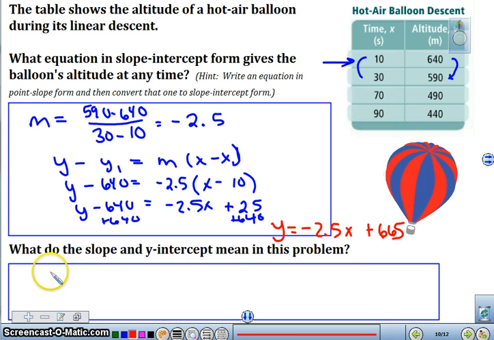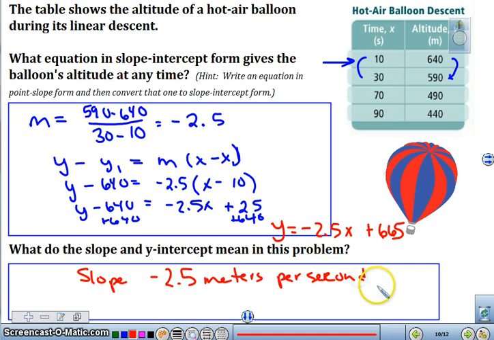What does the slope and y-intercept tell us? Our slope should be telling us that our balloon is going down minus 2.5, and in this case we are talking about meters per second is how far it's going down.